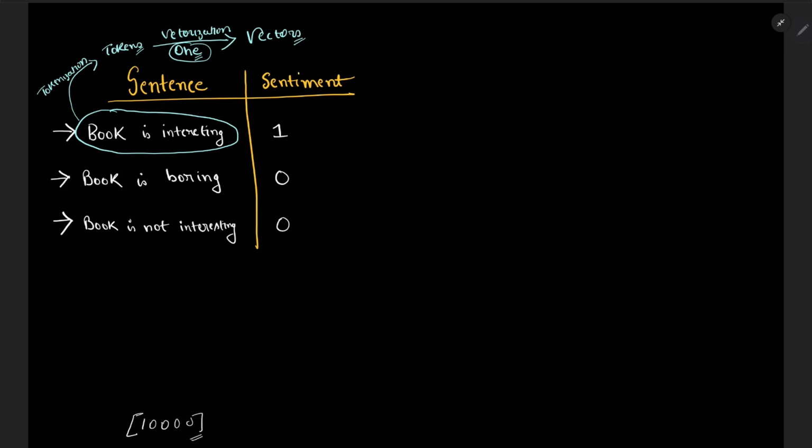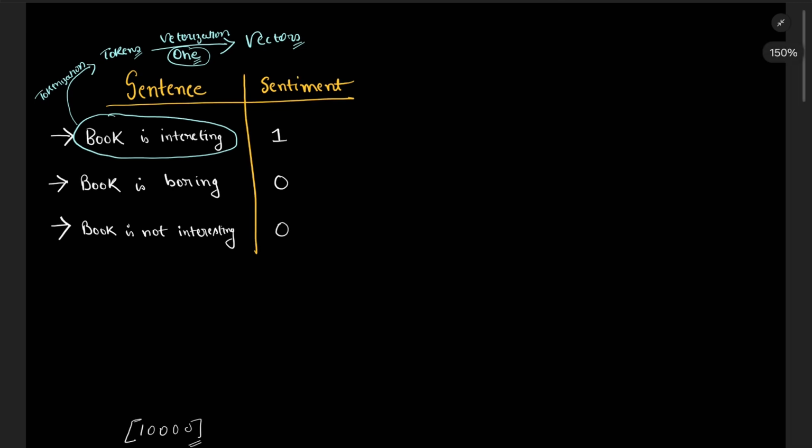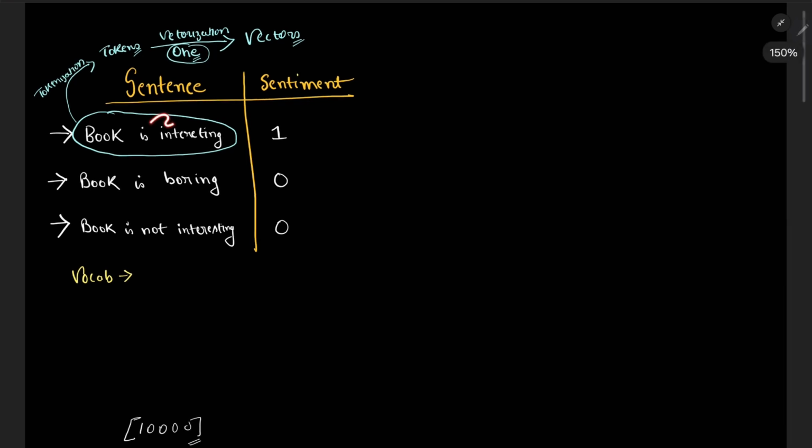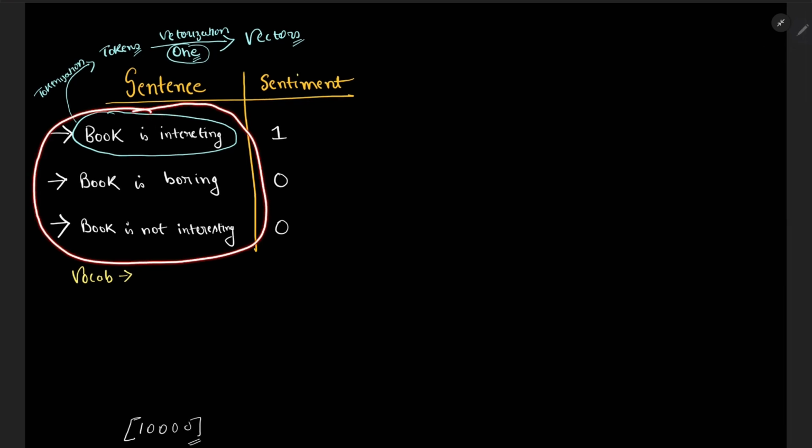Now, how do we know the length of the vector or what the vectors will look like? For that, first we need to know the vocabulary of the corpus. What is a corpus? All the sentences together in our data are called a corpus. So in the corpus, first we need to know how many unique words there are. Let's see.